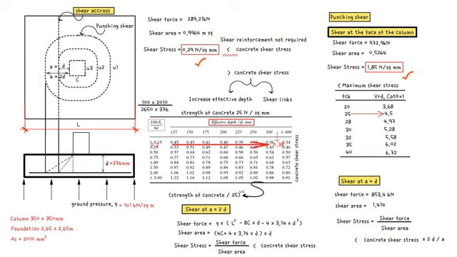Shear stress equals shear force divided by shear area, which is 0.6 newton per square millimeter. Shear stress 0.6 newton per square millimeter is less than the concrete shear strength 0.38 newton per square millimeter, multiplied by 2 effective depth, divided by a, which is 0.77 newton per square millimeter. Hence, no shear reinforcement is required.